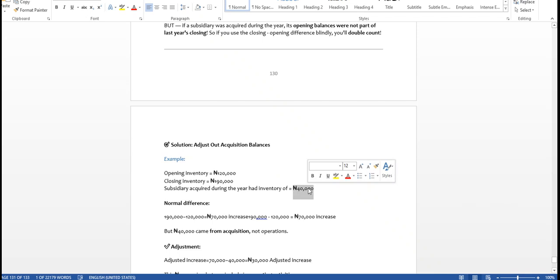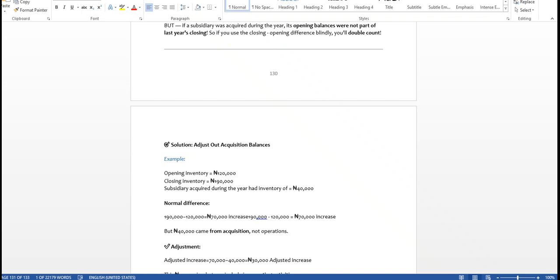Do you understand? Yes, sir. That 40 million, I have to remove it from my closing balance. So it will now be 190 million minus 120 million opening balance minus this 40 million. So that is now what will determine whether I have more inventory or less. Do we understand, please?